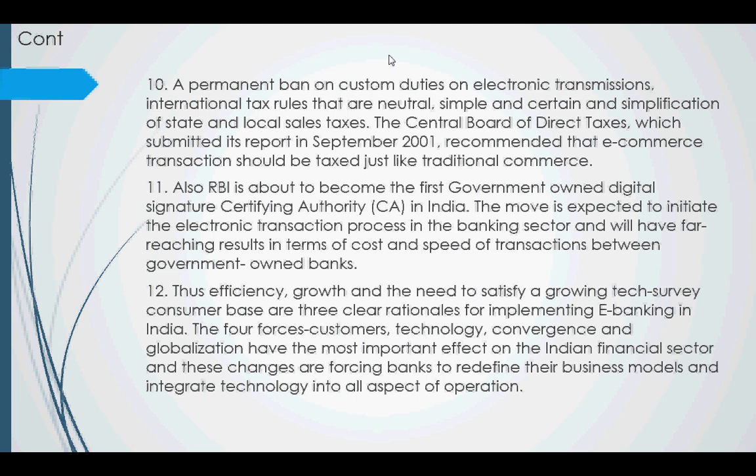So, efficiency, growth and the need to satisfy a growing technology-savvy customer base are three clear rationales for implementing an e-banking system in our country. The four forces of customers, technology, convergence and globalization have the most important effects on the Indian financial sector, and these challenges are forcing banks to redefine their business models and integrate technology into all aspects of banking operations.